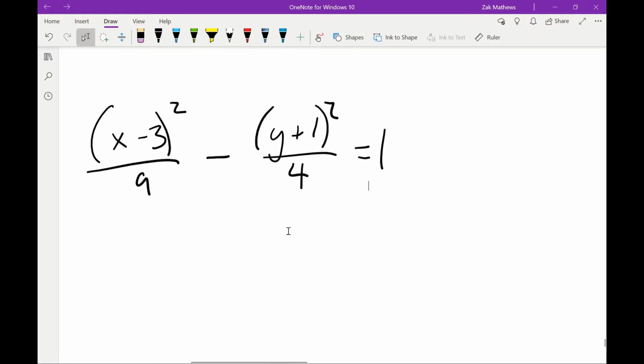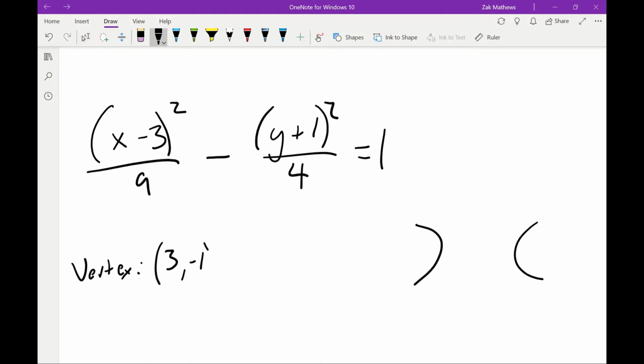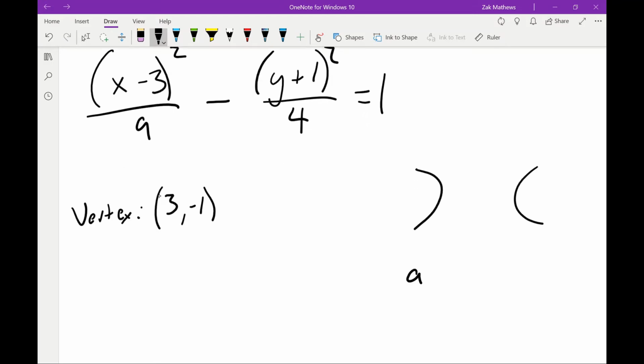So the first thing I'm going to do is sketch a picture. I have a positive x squared, which does mean it has to be opening left and right. I also know right away my vertex, that's always easy to see as long as it's in standard form, has to be 3, negative 1. Next, I'm going to start picking out my a, my b, and my c. Well, a is a positive, so it's going to be the square root of 9, which is 3. Same idea as the ellipse, we have to take the square root. The b is going to be the square root of that 4, has to be 2.